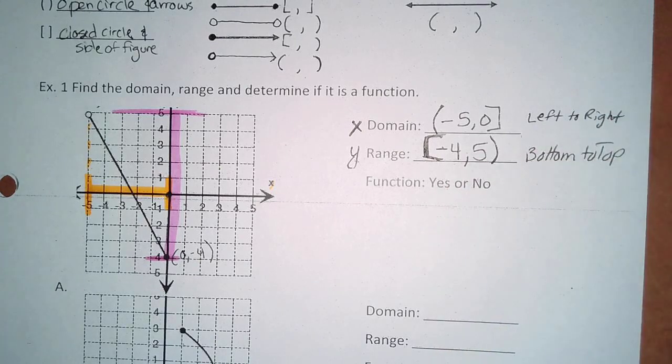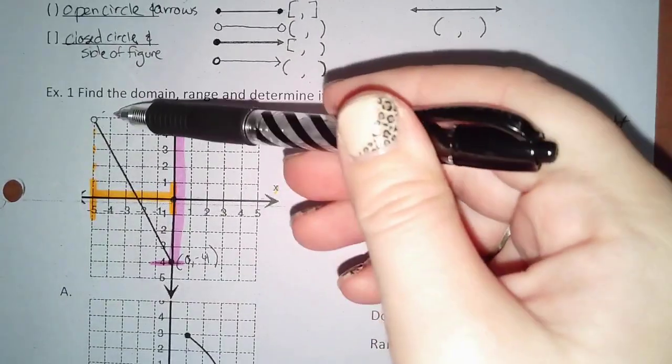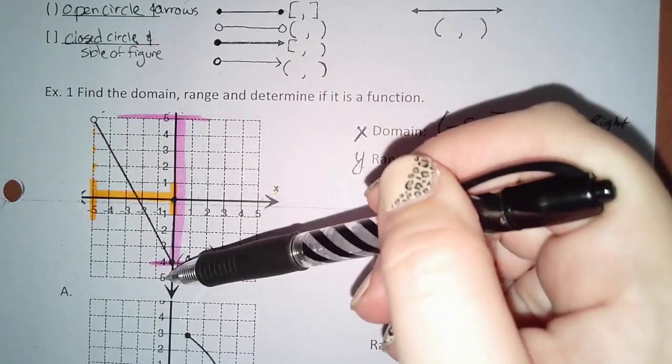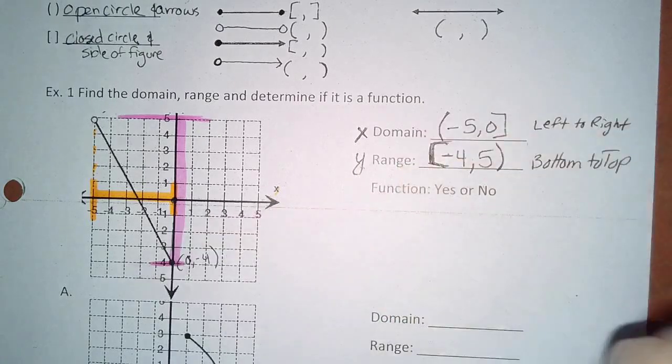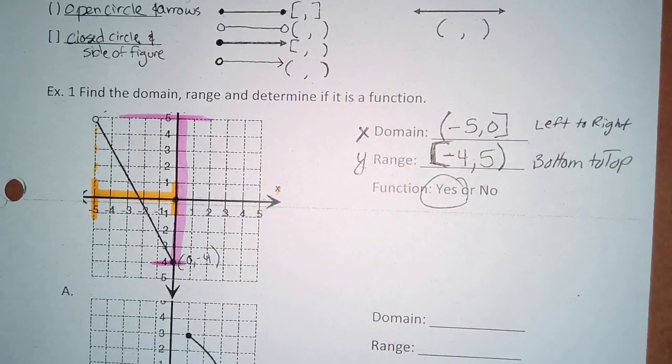Now we want to determine, is this a function? So does it pass the vertical line test? If I draw vertical lines through this, it does not hit the figure any time more than once. So yes, it's a function.